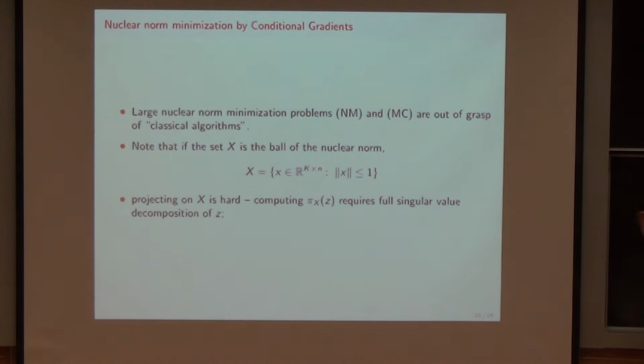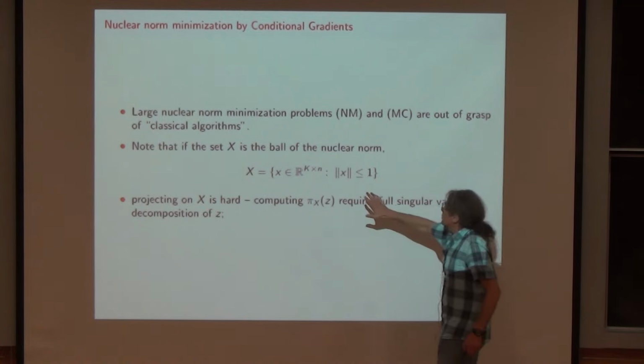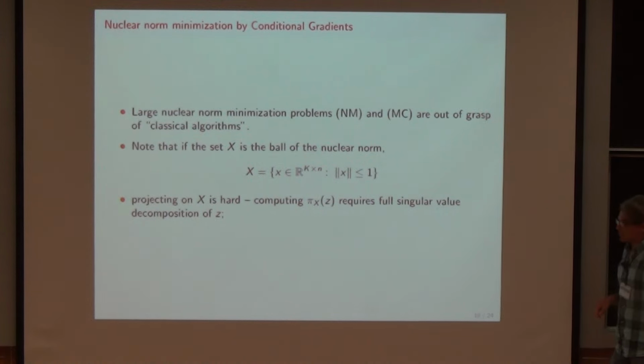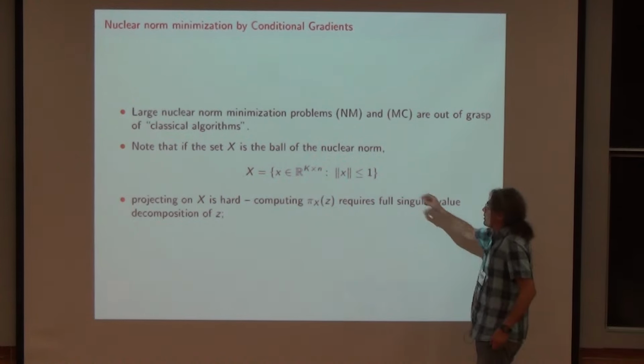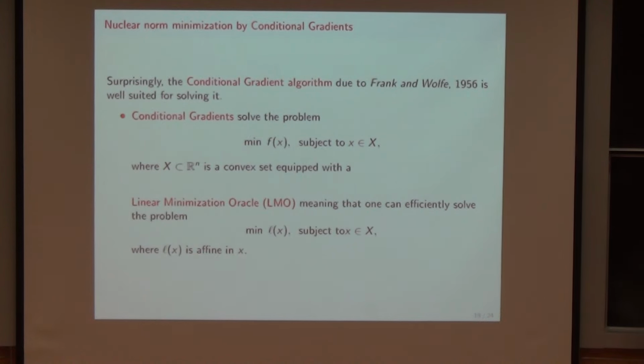What is the problem with projection in our problem? What does it mean to project in our problem? Our set on which we want to project is the ball of the unit nuclear norm. This is the ball in the space of matrices such that the sum of singular values is bounded by 1. And all the methods we know to project on such a ball amount to computing the singular value decomposition of the matrix. You have to compute the singular spectrum of the matrix, and this of course will be very expensive.